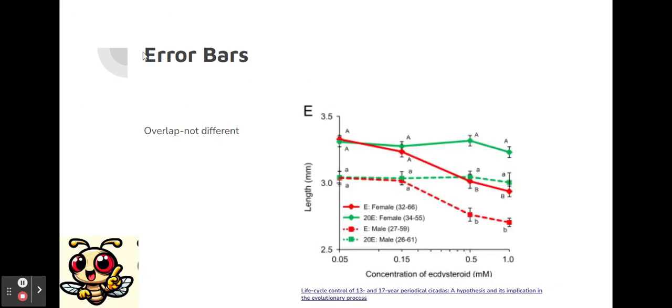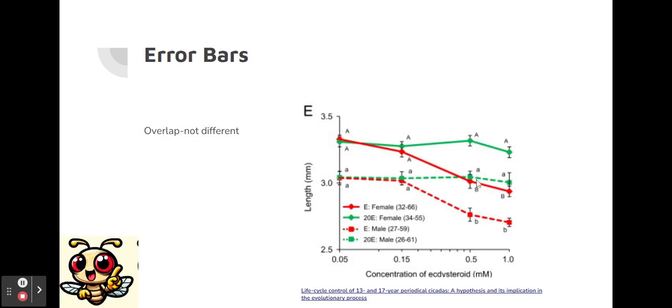Being able to interpret error bars is going to be super important. We talked about it very early in the year in my class, but I want to show you guys that, again, same paper. This is a line graph because it's two different numbers: the concentration of this steroid that I'm going to talk about later, and length. And they showed different groups.